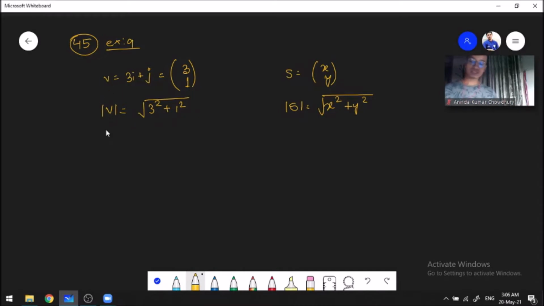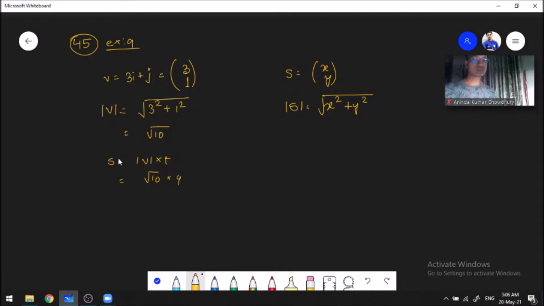Okay, so now in example number 9 we have found the speed. The speed is root 10. Now we want to find the distance moved in a time of 4 seconds. So the distance would be speed times time. Distance is equal to speed times time. So root 10 times 4.